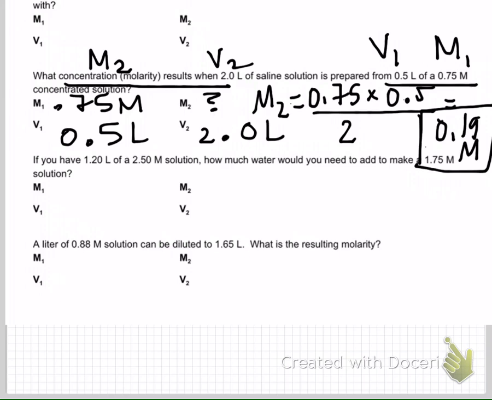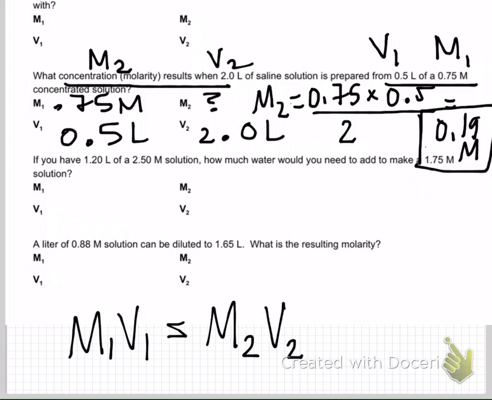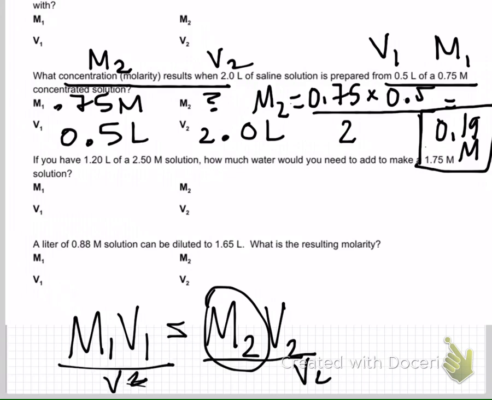In case you're wondering, if you have M1 V1 is equal to M2 V2, algebraically you can manipulate this formula 4 different ways. That's all I'm doing here. If I'm solving for this, we're going to divide V2 to each side, and that's going to get me the formula that I used right here.